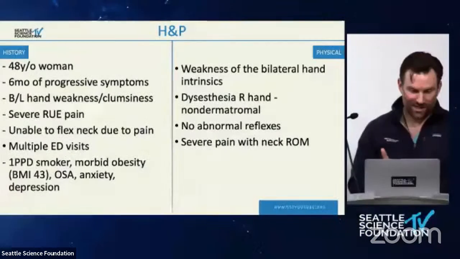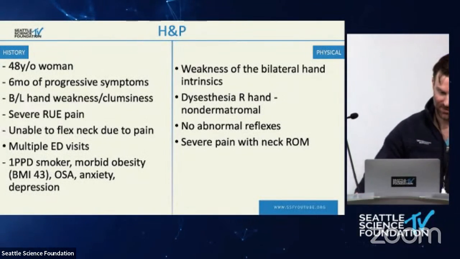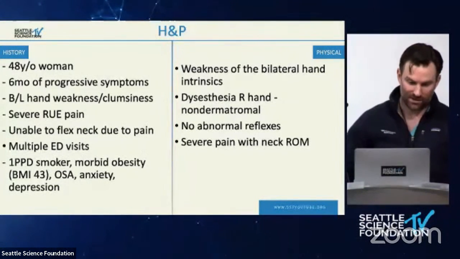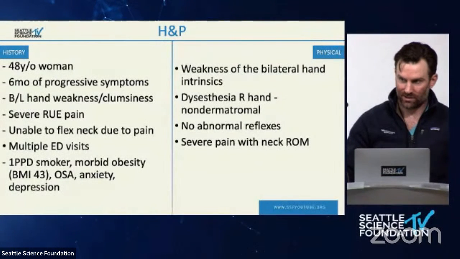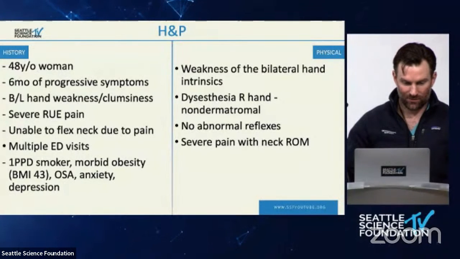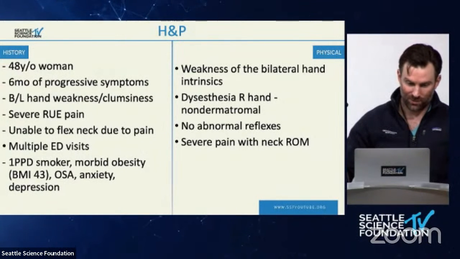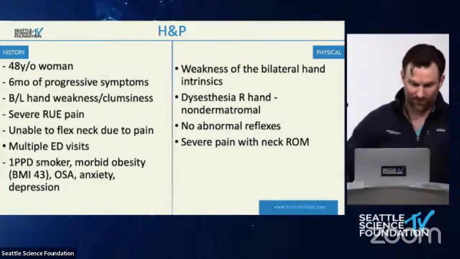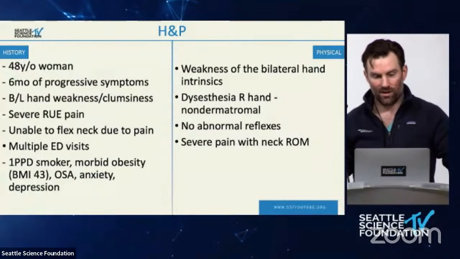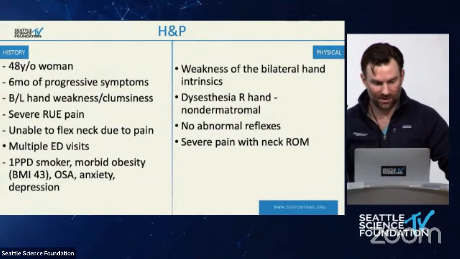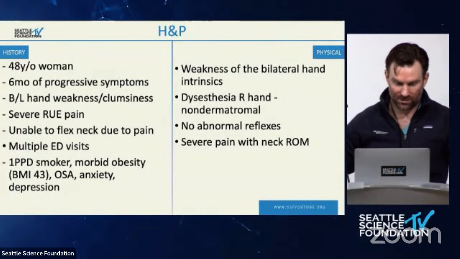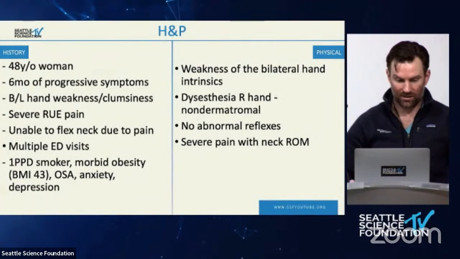All right, so this case is a 48-year-old woman. She had 6 months of progressive symptoms: bilateral hand weakness, clumsiness, severe right upper extremity pain. She was unable to really move her neck much, secondary to pain. She was seen in the ED multiple times for this problem before she came to us. She is a smoker, morbidly obese with a BMI of 43, with sleep apnea, anxiety, and depression. On exam, she had some weakness in bilateral intrinsics, some non-dermatomal dysesthesia, no abnormal reflexes, though, and severe pain with any range of motion of her neck.